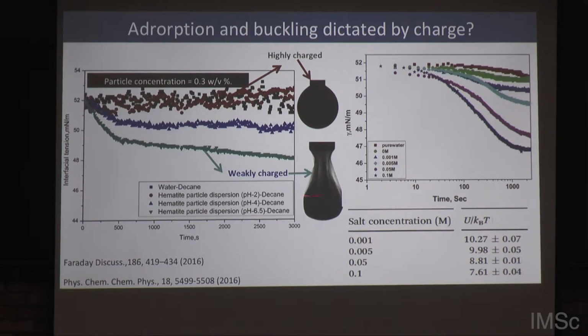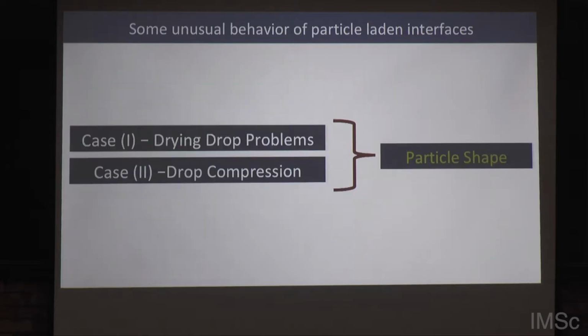However, we never see this wrinkling behavior in the case of spherical particles. We have done both drying drop experiments and drop compression experiments with fluids containing spherical particles, and we never observe this unusual behavior, which points to the fact that there seems to be some kind of particle shape effect. That's what I'm going to talk about in the rest of the talk. Any more questions?